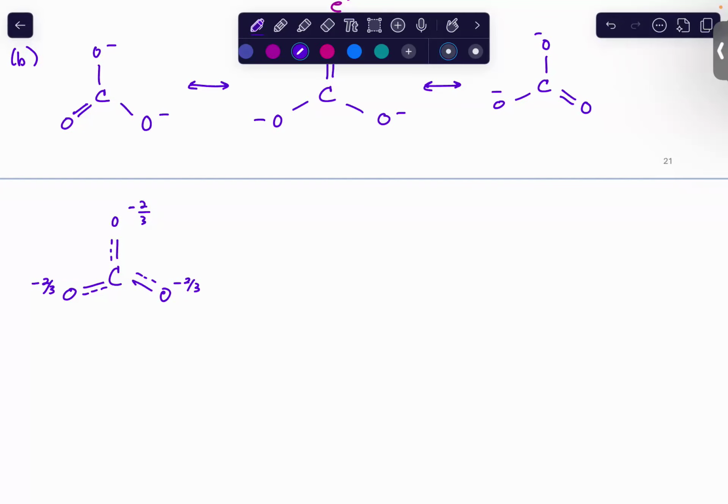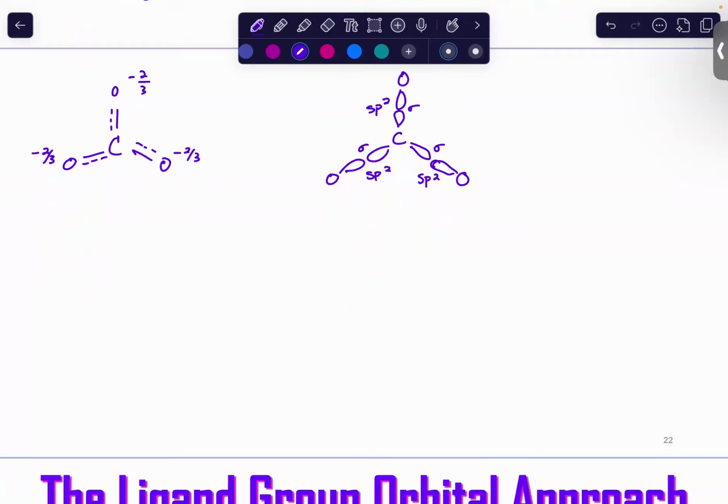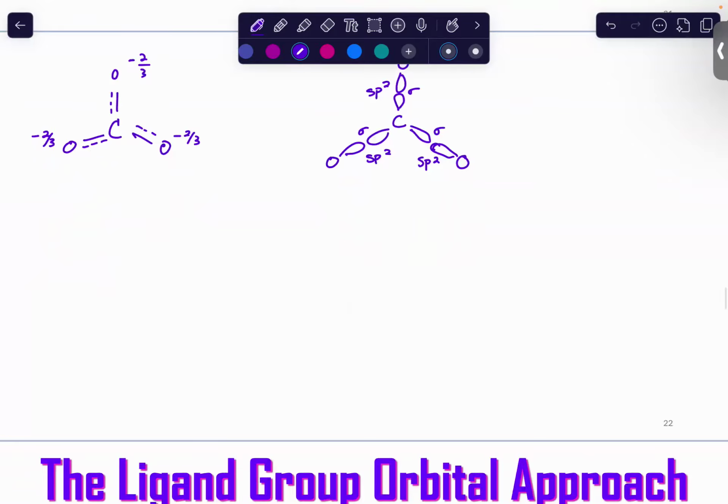Okay, so that means that our first type of bond are going to be sigma bonds between carbon and oxygen sp2 orbitals. Which actually helps because since they're all sp2 orbitals, they all have the same symmetry. Okay, so now our pi structure. So again, let's kind of look at it from the side.